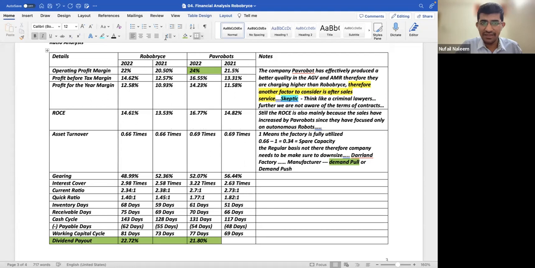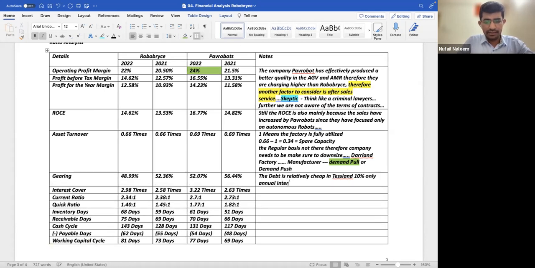Now, the next thing, students, the gearing ratio: 48.99, 52.36, 52.07, and 56.44. All right, and the debt is relatively cheap. The debt is relatively what, students? It's relatively cheap in Tesla. That is the understanding. I'll write down here: 10% only annual interest. Therefore, both companies have exploited this opportunity.